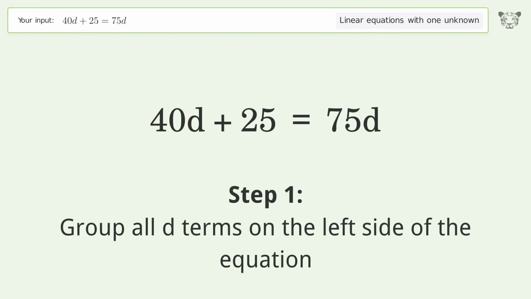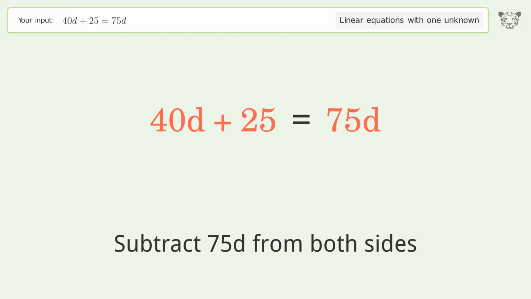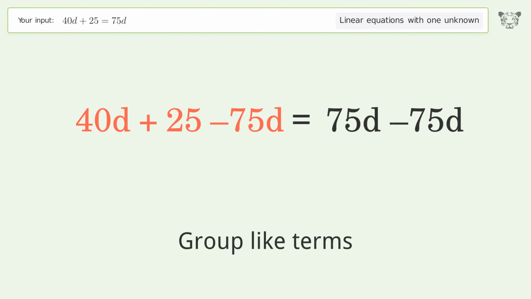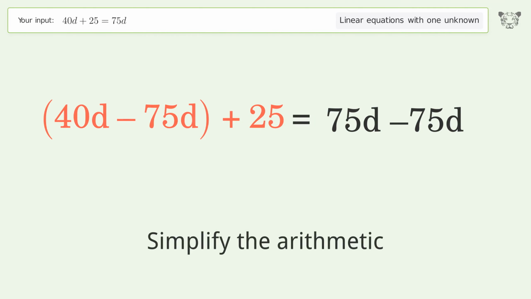Group all d terms on the left side of the equation. Subtract 75d from both sides. Group like terms. Simplify the arithmetic.